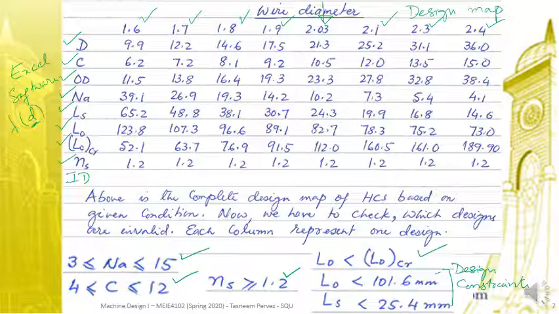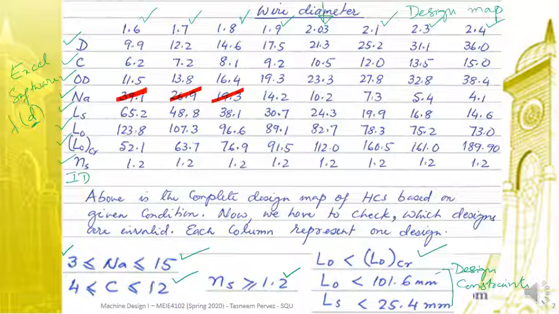My first decision is, let me check the active coil. I will delete those which are not acceptable. This is not, because it is greater than 15. This is also greater than 15. This is acceptable. So all these lines are acceptable.